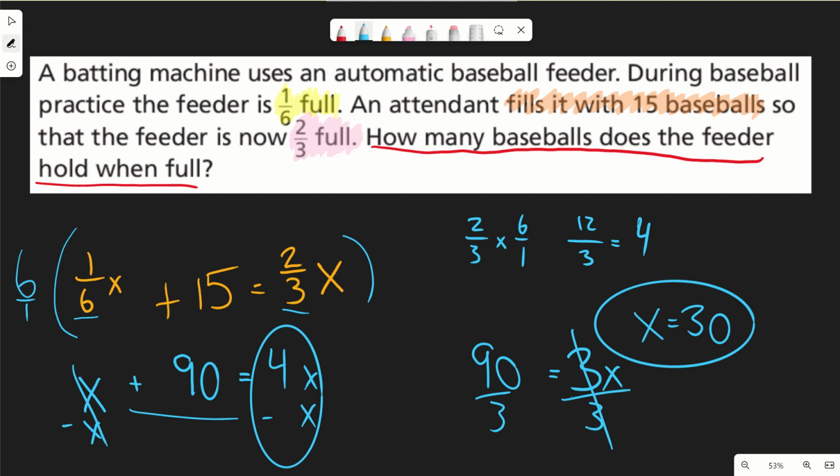Okay? Look through our story. Find out the values that we need that are important. Figure out what we are trying to solve for. We're trying to solve for how many baseballs this feeder holds. So we know what we're trying to solve for, and we know the values. We've just got to know how to put them in the right order and solve our equations. All right, let me know if you have any questions.